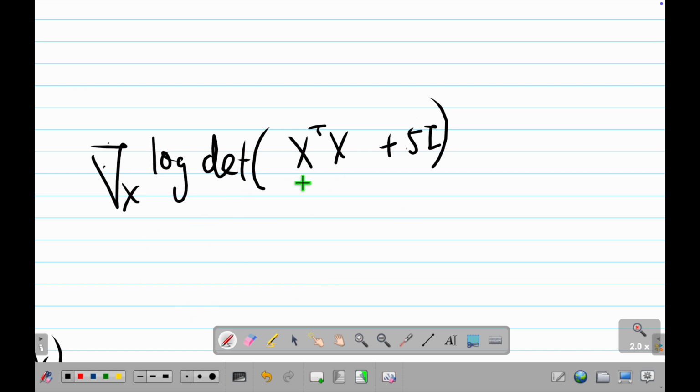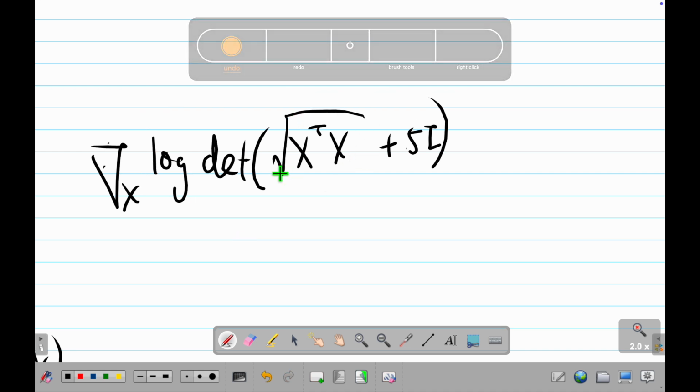I can tell you, you cannot find this in the Matrix Cookbook. That means you really need to know how to find the gradient. And then of course, if suddenly I put a square root here, then suddenly it's very difficult. Or I put a square root here. How do you solve this kind of thing?